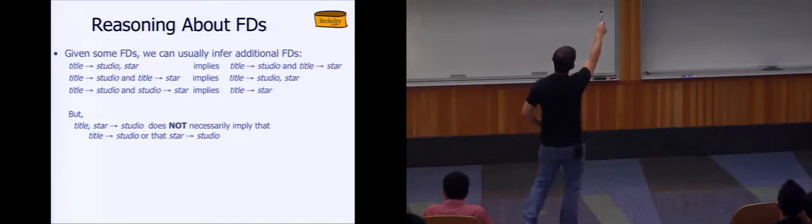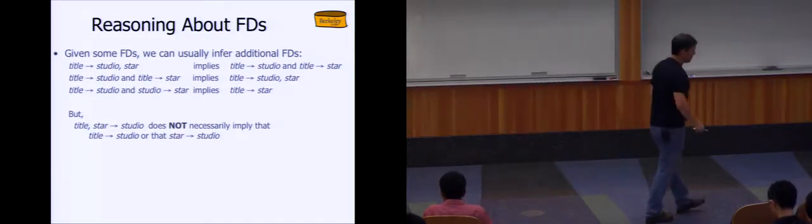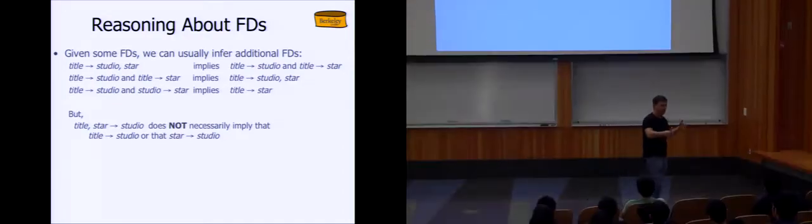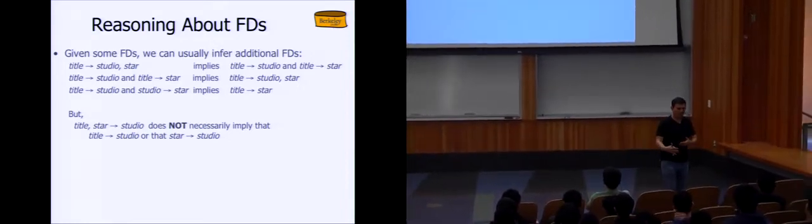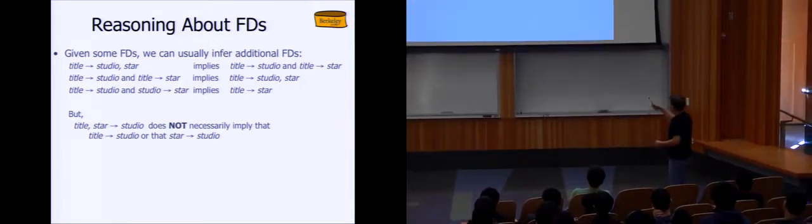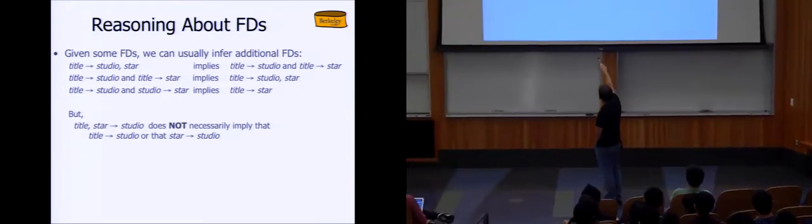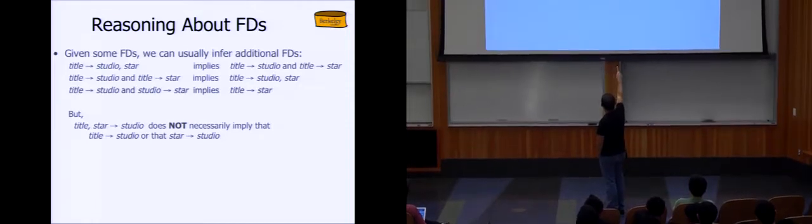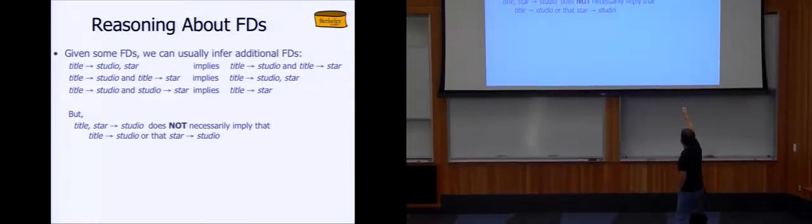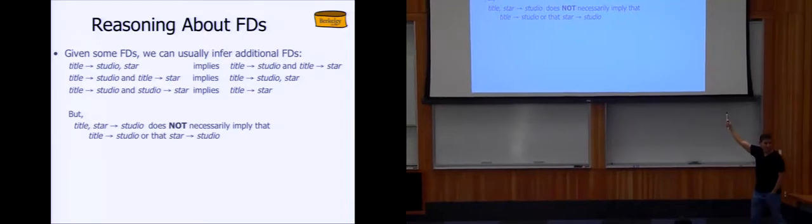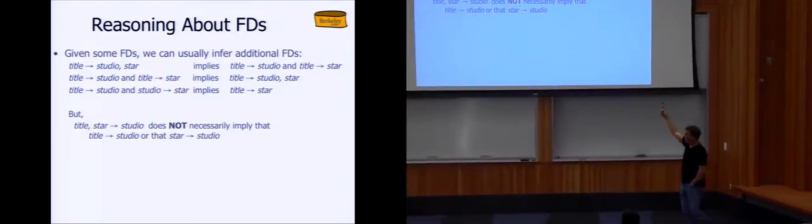If that's true, well, then probably the title determines just the studio. Right? It doesn't only determine the concatenation of studio and star, it determines just the studio. And also title determines just the star. That seems totally natural. Right, what about this? Title determines studio and title determines star. If we know both of those things, probably title determines the pair studio comma star too. That makes sense. So this is kind of the inverse of what we just said.